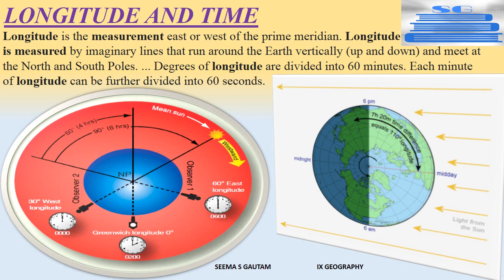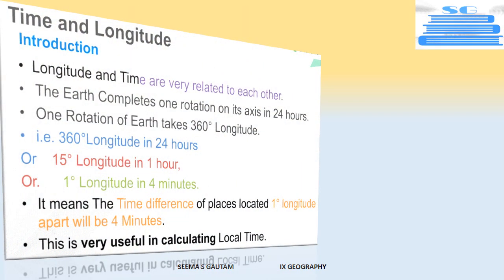Since the sun does not move but the earth rotates from west to east, the places located in the east see the sun first and the places in the west see the sun later. The earth takes 24 hours to complete one rotation of 360 degrees. This gives rise to a time difference of 4 minutes for 1 degree of longitude. You can do 24 into 60 divided by 360, like that we can go ahead.